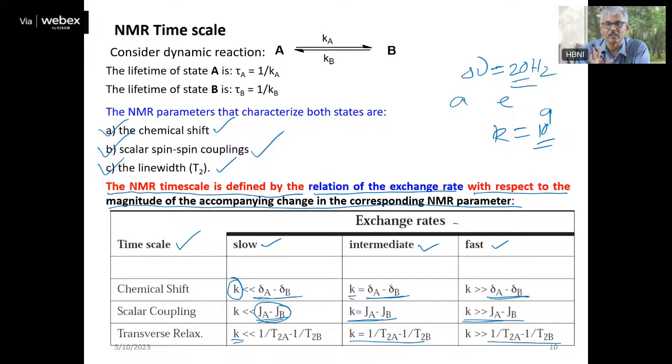So this is a very important thing. You have to remember what the NMR time scale is. Suppose you are getting a slow NMR time scale for chemical shift, it does not mean that it will be slow for scalar coupling, or for transverse relaxation. So it depends on these values. These values decide. If the chemical shift values are much different, the delta nu will be much larger, whereas J does not change much. So these are the things you have to remember.